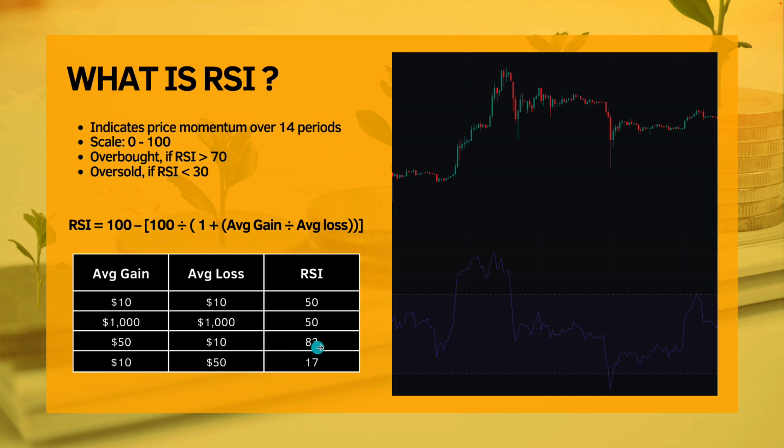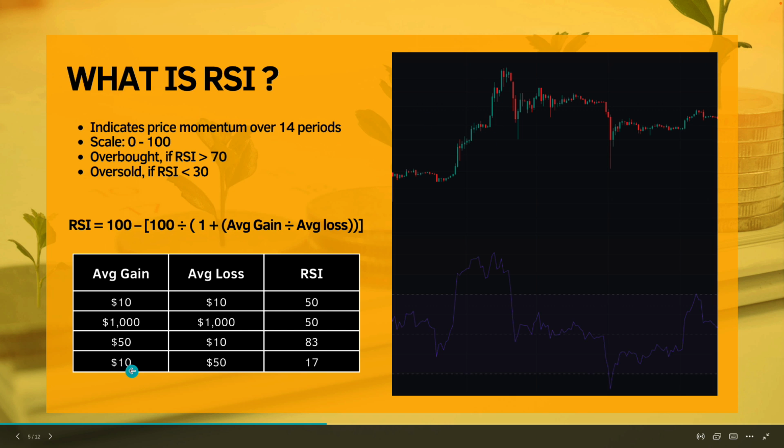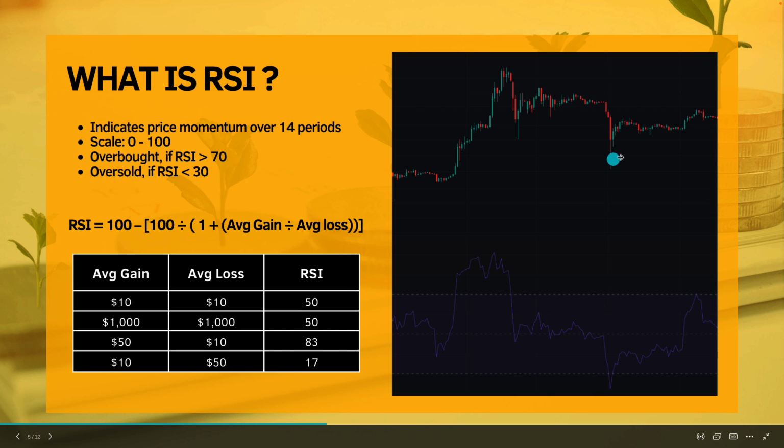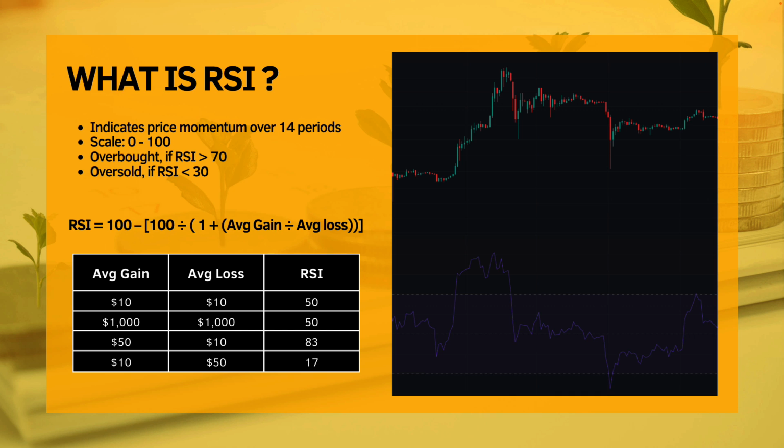Now let's say the gain is $50 and the loss is $10. So here my RSI is 83. Remember, anything above 70 is considered overbought. Now my asset is overvalued, which could be somewhere here. And then when my gain is $10 and loss is $50, if you run through this calculation, you get an RSI of 17, which is an oversold condition. Could be somewhere here. So that's probably a great time to buy in. That's all about RSI. Let's move on.